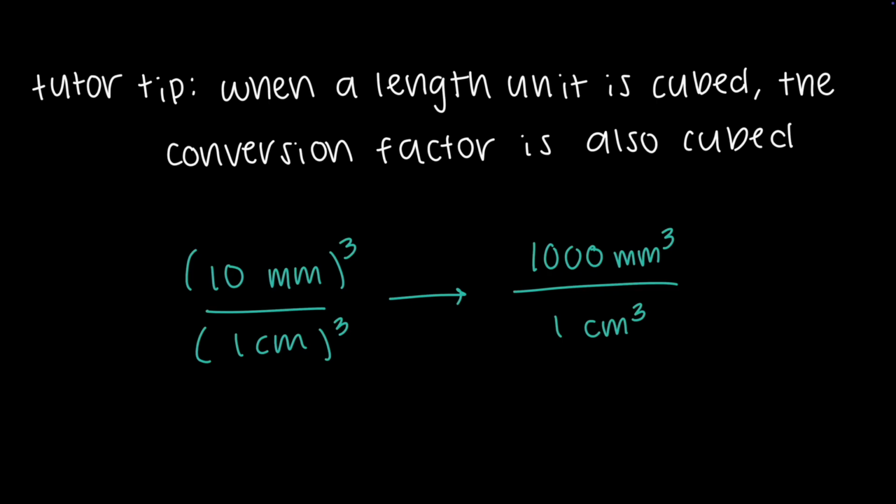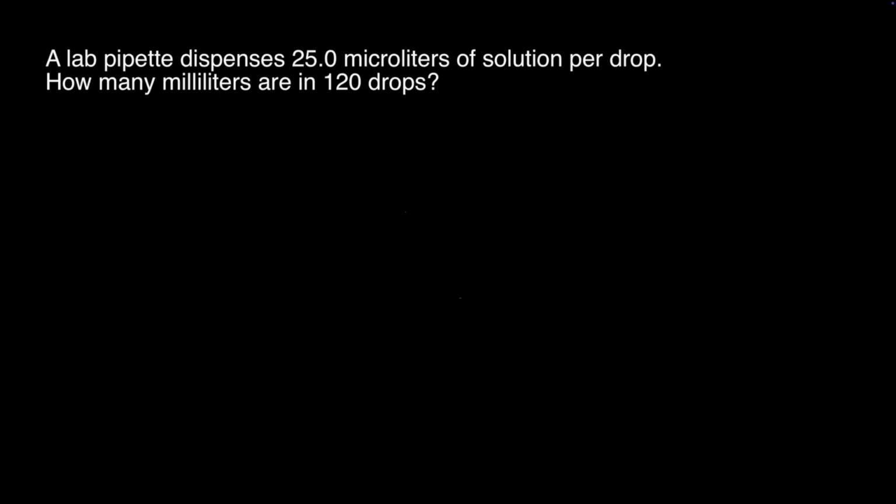That's why 10 millimeters per 1 centimeter becomes 1,000 millimeters cubed per 1 centimeter cubed. For the next question, we have a lab pipette dispenses 25.0 microliters of solution per drop. How many milliliters are in 120 drops?